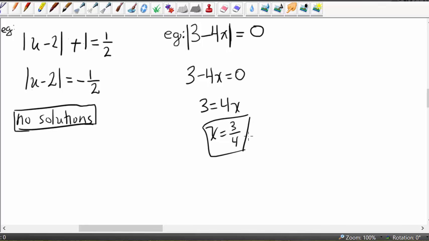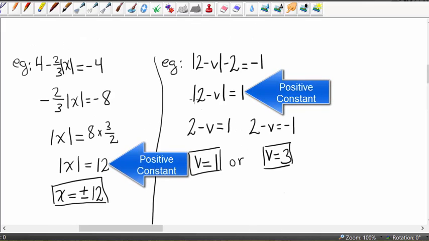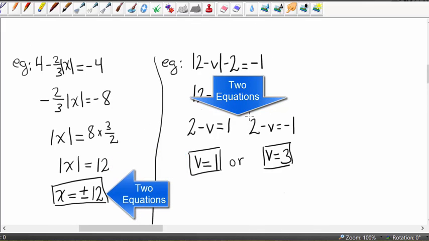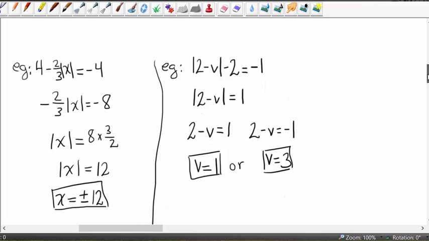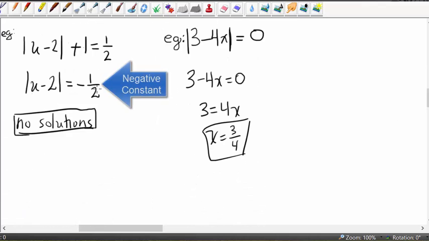So when you have an equation involving an absolute value, you want to solve for the absolute value. If the constant on the other side of the equation is positive, you split it into two equations where the argument of the absolute value is equal to either the positive or the negative of that constant, and then you solve. If you get a negative constant on the other side of the equation from the absolute value, then you know you have no solutions and you can stop.